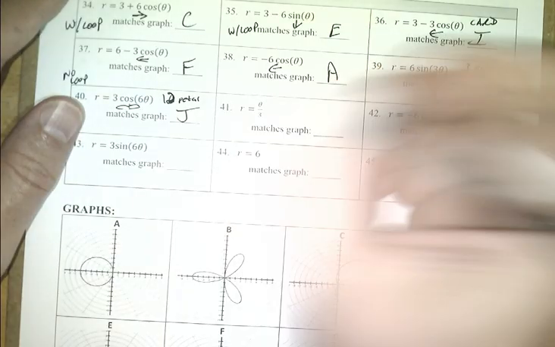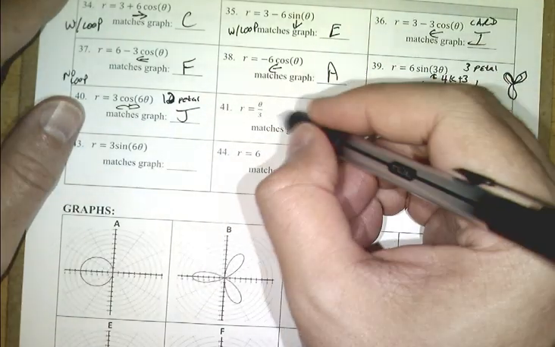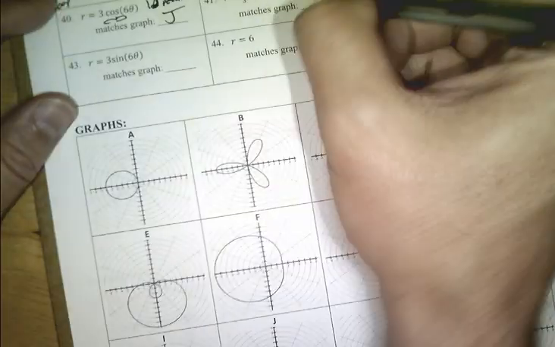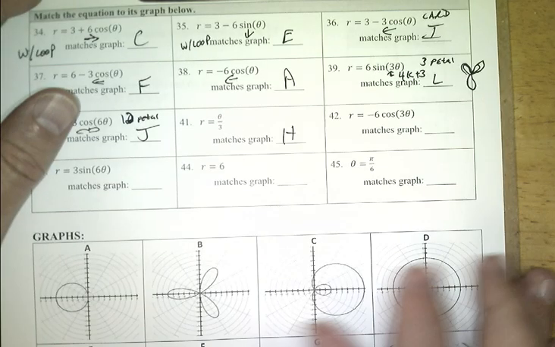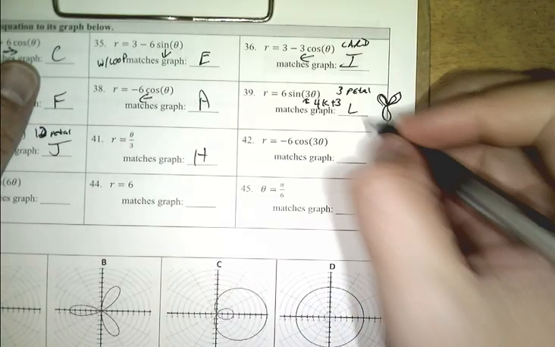r equals theta over 3. This should be a spiral going outward, and the only one that's a spiral is that one right there. No sine or cosine. That means it's either going to be a spiral or a straight line or a circle with the origin at the center.